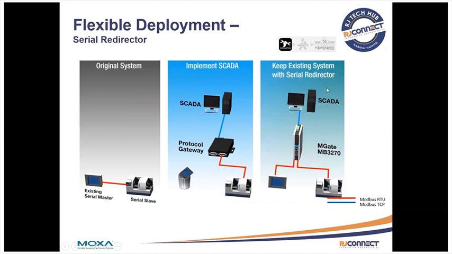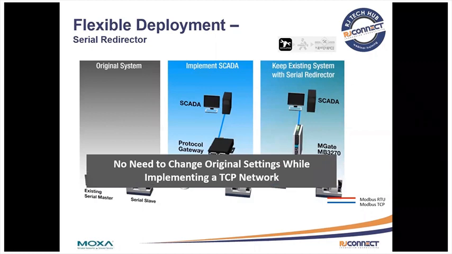But with Moxa's Mgate MB3270, which has 2 serial ports, we can connect our serial master to the gateway as well as our serial slave device and have the ability to incorporate a SCADA system using Modbus TCP. So there's no need to change the original settings or the original setup for implementing a Modbus TCP network.